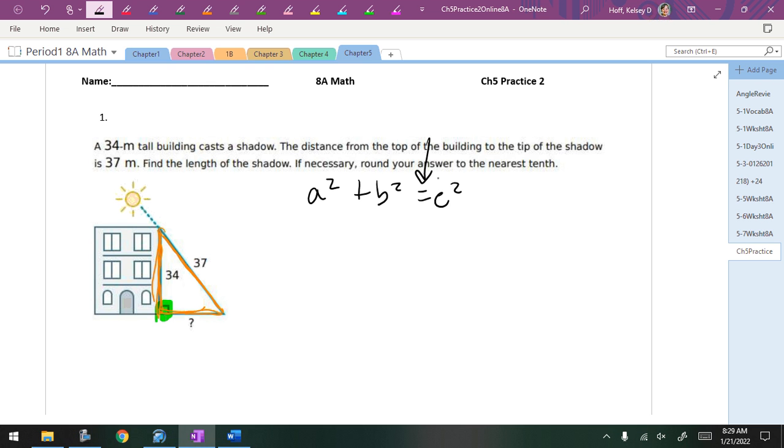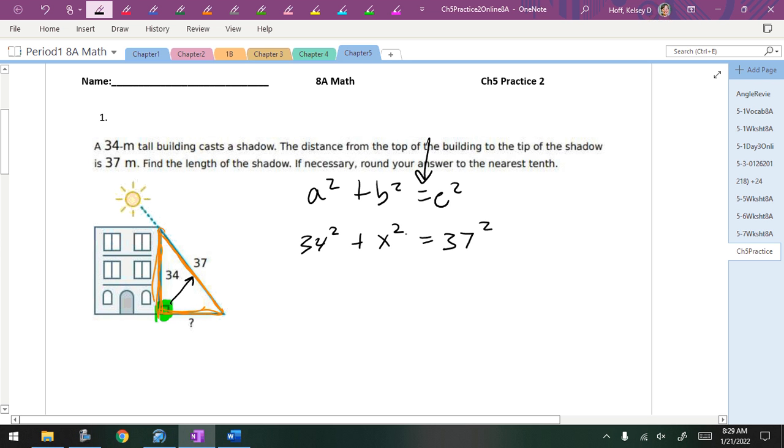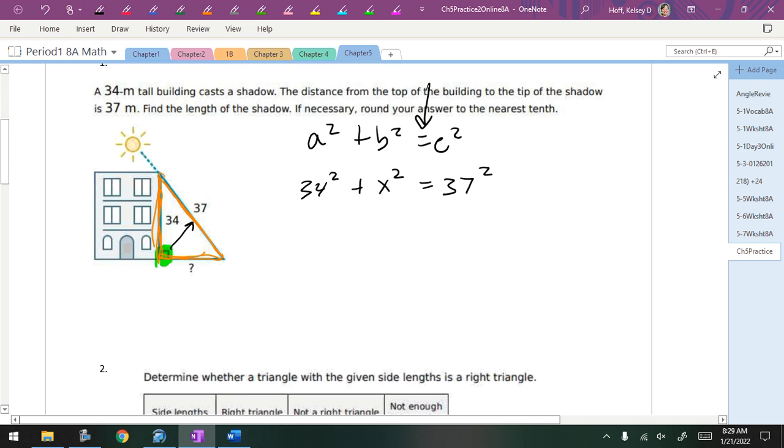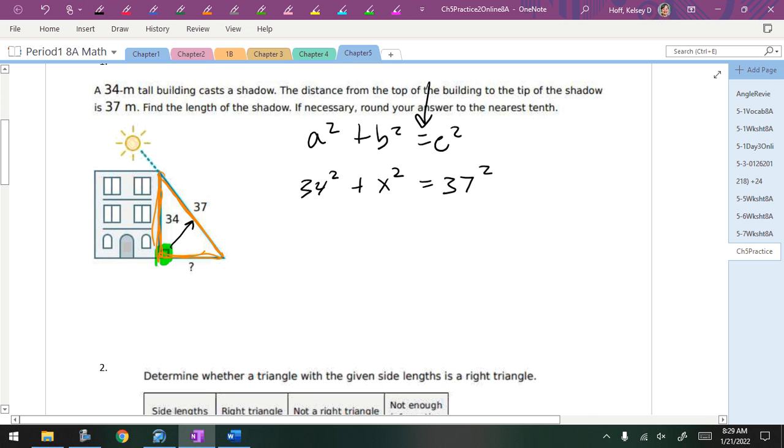Which one's the most important letter? 37 is going in for C. Very good. It's across from the 90 degrees. What do you want to put in for A? 34 squared. For B? X. Okay. What's my next step? We have to square them.